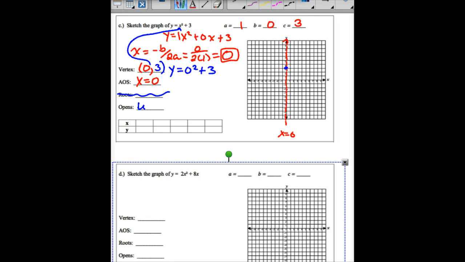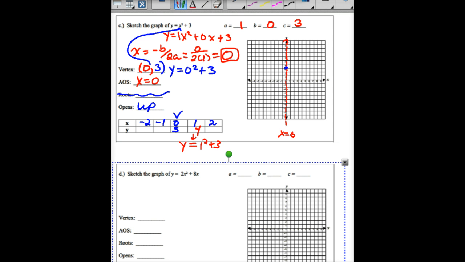We know it's going to open up because of that positive. We put our vertex right smack in the middle. We go 1, 2 to the right, and then we go 2 back. We're going to steal the negative ones after we get the positives. So for this one, when x is equal to 1, we'd have y equals 1 squared plus 3, which is a 4. So we'd have 1 comma 4.